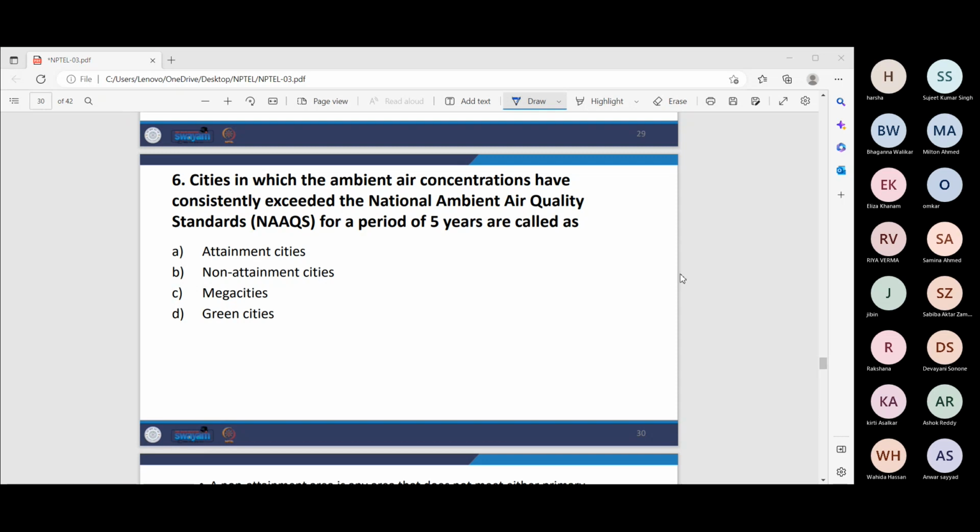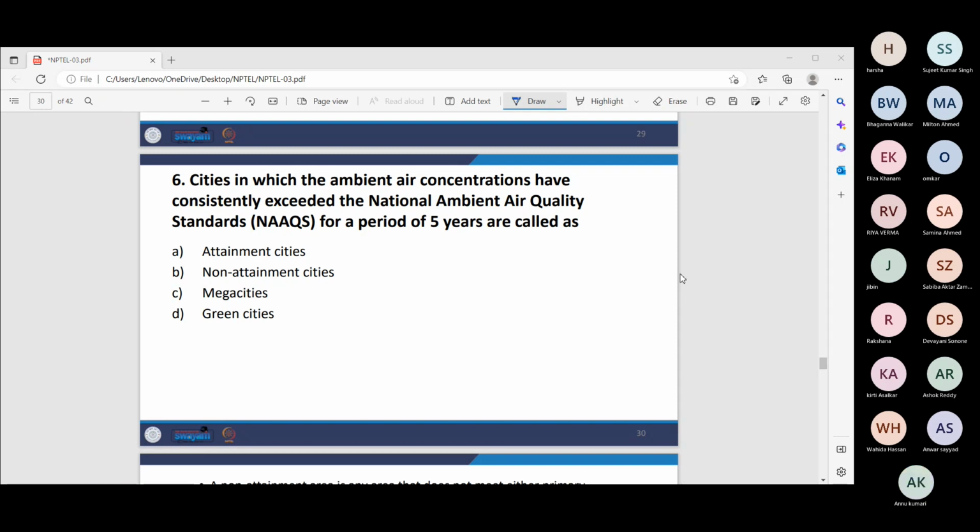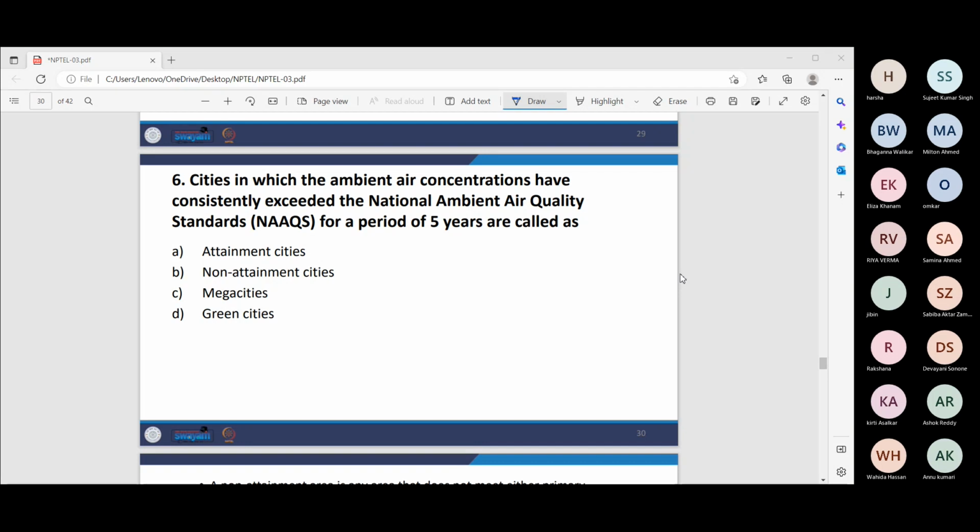Okay, cities in which the ambient air concentrations have consistently exceeded the national ambient air quality standards for a period of 5 years are called as which? Cities where the national ambient air quality standards are constantly exceeded, we are not able to meet those permissible limits for a constant period of 5 years. So what do we call those types of cities? Attainment cities, non-attainment cities, mega cities, and green cities. Which one is it? Yeah, mega cities. No. Non-attainment city. Non-attainment. Yes, ma'am.